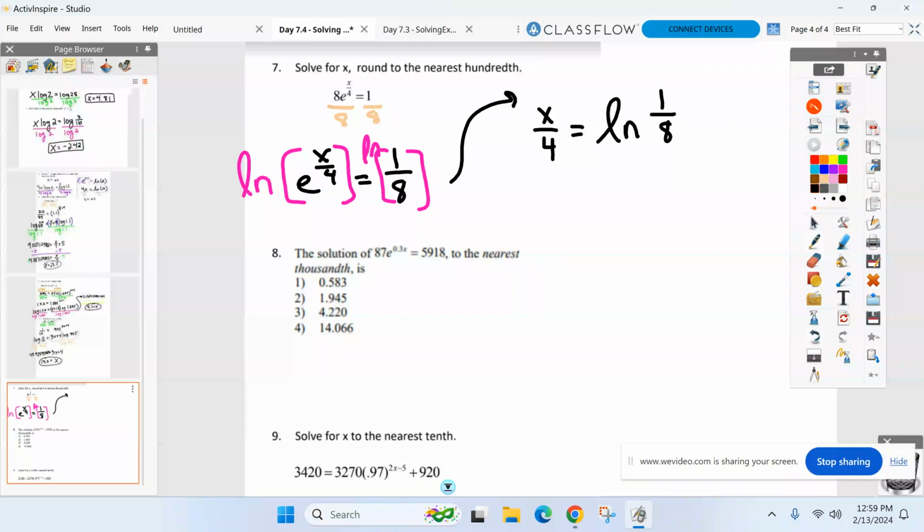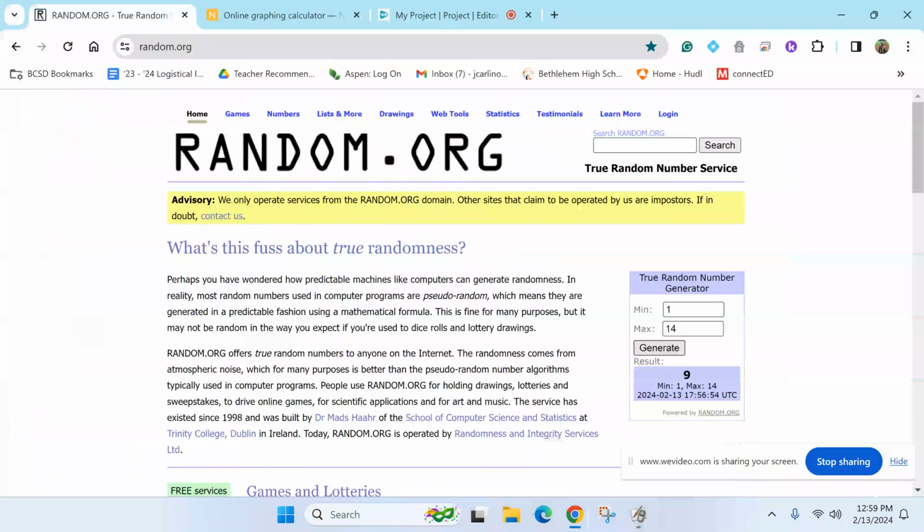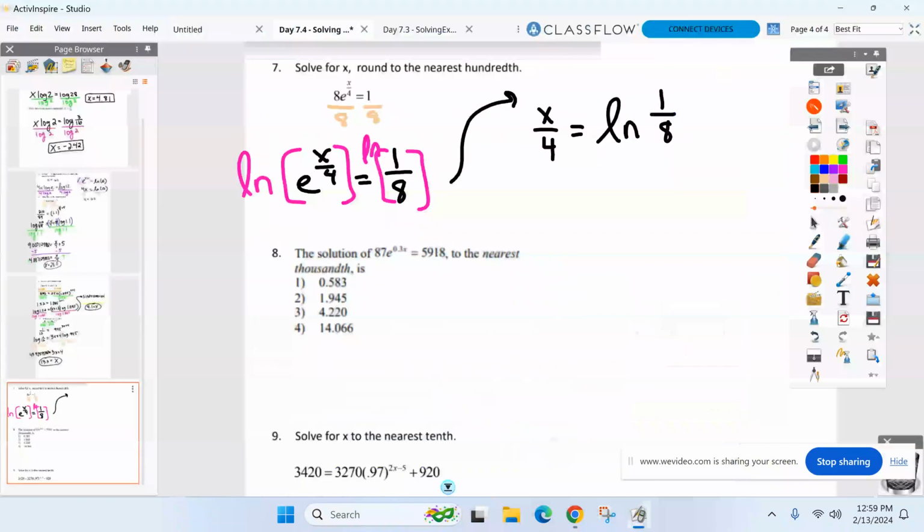Still got to do what though at the end? I don't care if you took the log or canceled it out with the natural log. What do I still have to do at the end to get x by itself? No matter if I took the natural log or logged it, I got to multiply by 4 at the end. I don't care what method you use.